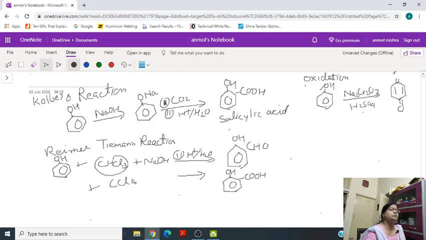It forms benzoquinone. So now in this session we have studied the chemical reactions of alcohol and phenol.